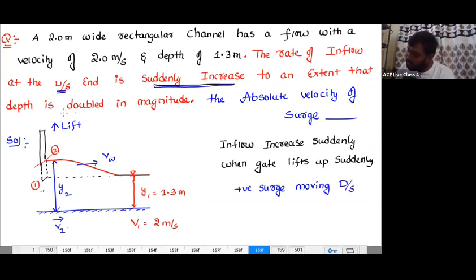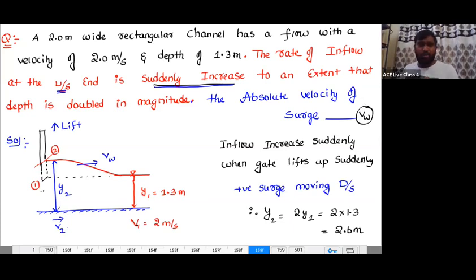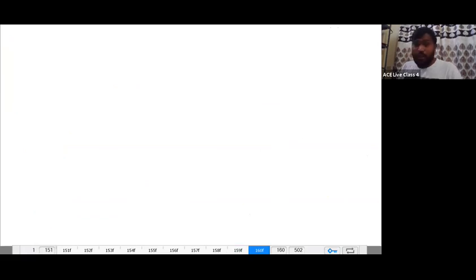And what is the y2? To an extent that depth is doubled in magnitude. The depth is doubled in magnitude means y2 is equal to 2 times y1, which means 2 into 1.3. What is this? 2.6 meters. And initial velocity v1 is given. Now what I am asking you is Vw, right? Yes. So you know that Vw here comes from the celerity concept.